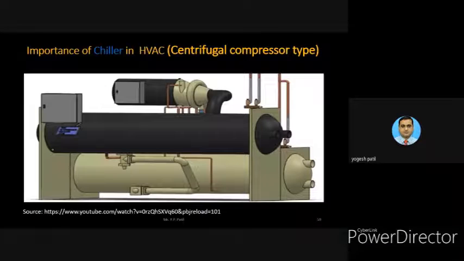So this is a graphical picture, an animation of this particular chiller. This is what? This is the compressor. This top part is the compressor. In the compressor, it can be seen that a large electrical motor is connected. Large electrical motor. This is the back side, this black color. This is a large electrical motor in the centrifugal type of compressor.